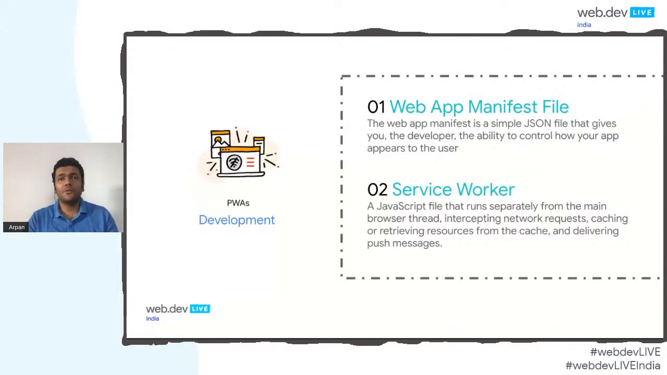So you want to handle all of that. You need to create a manifest file, and it's just a JSON file, nothing very complicated. There are certain keys that you have to put in it too. And second comes the service worker, which is again a JavaScript.